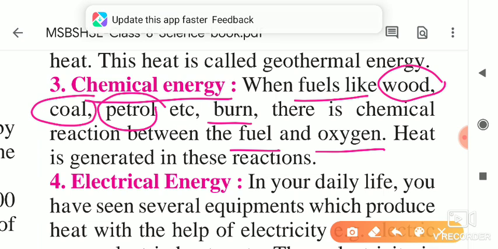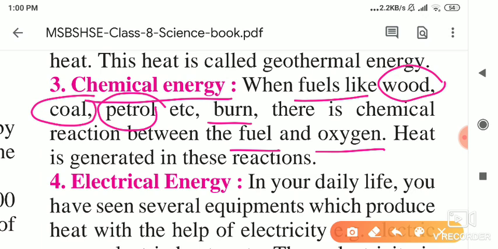As you know, wood, coal and petrol are carbon products, organic compounds. Carbon is present inside them, and that carbon combines with the oxygen. When we burn it, it forms carbon dioxide and produces heat. Okay, heat is generated in this reaction.